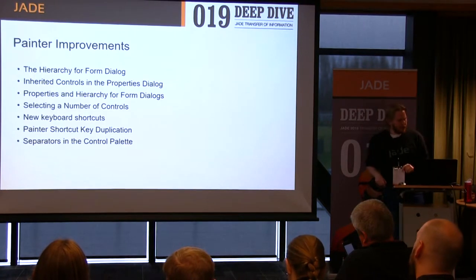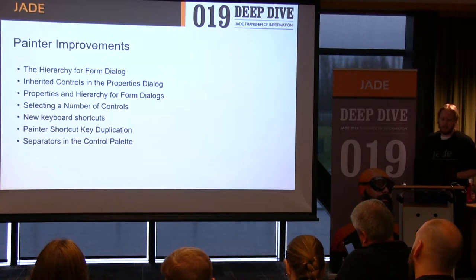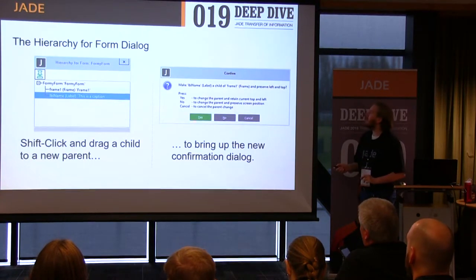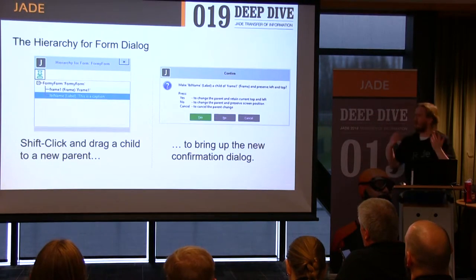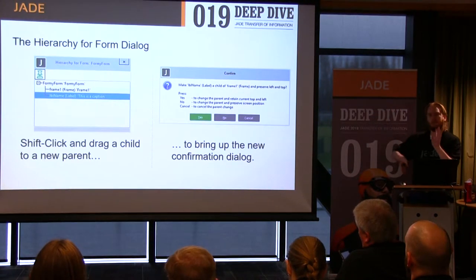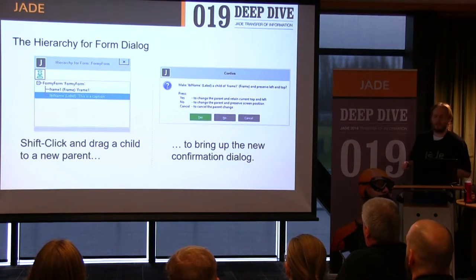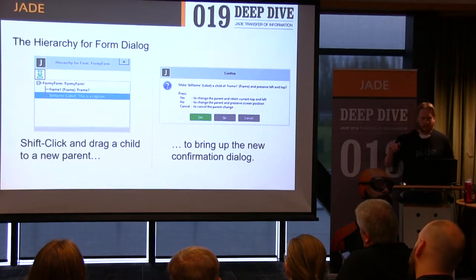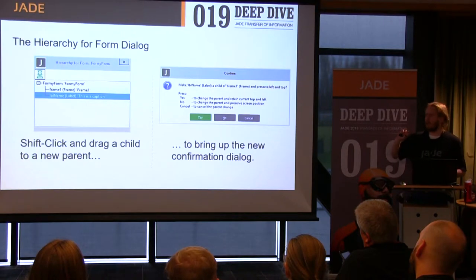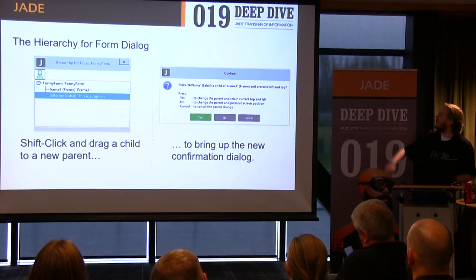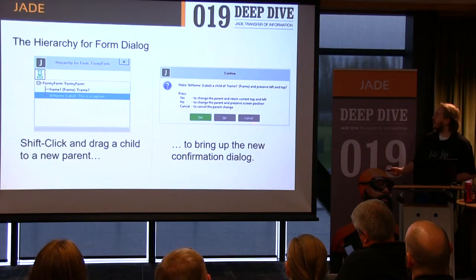Cool. Now, whizzing along, we've got some painter improvements. I'll try and run through this pretty quickly. First of all, hierarchy for form dialog. That's the dialog that shows you all your controls, the parents or children of others. The new feature here is you can hold shift and drag child controls to different parents using this. When you do, this confirmation box pops up. Cancel means no, I don't want to change it after all. Yes or no determines whether you're going to change its position.